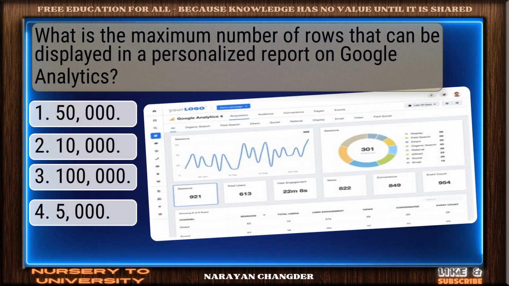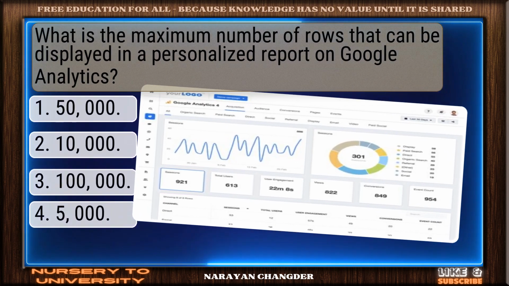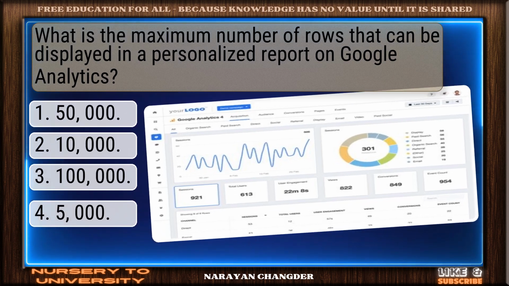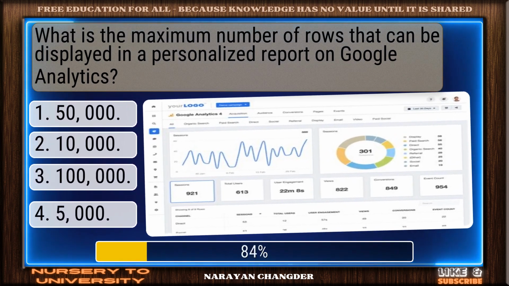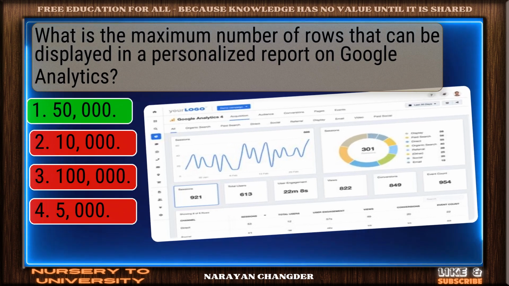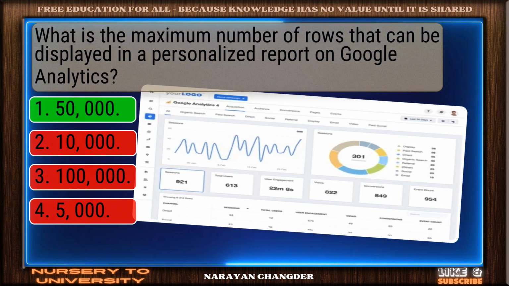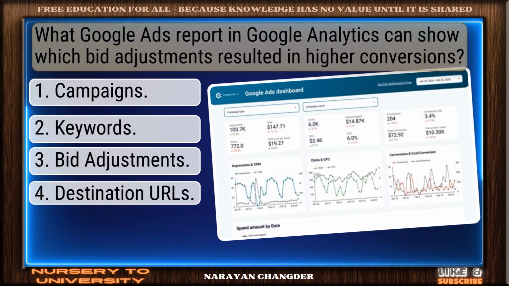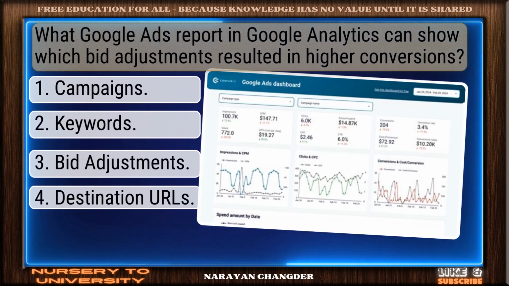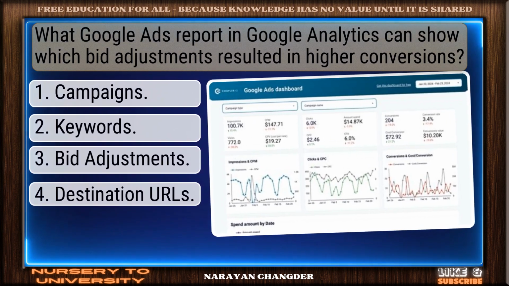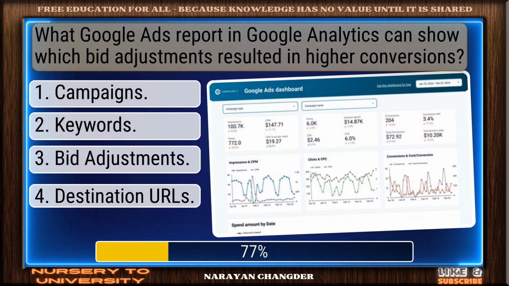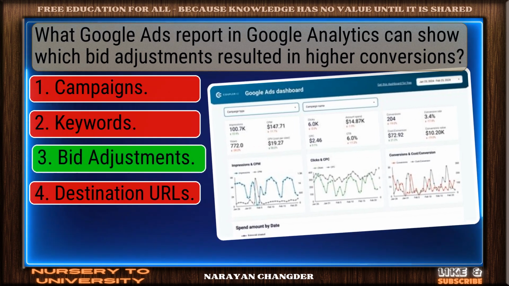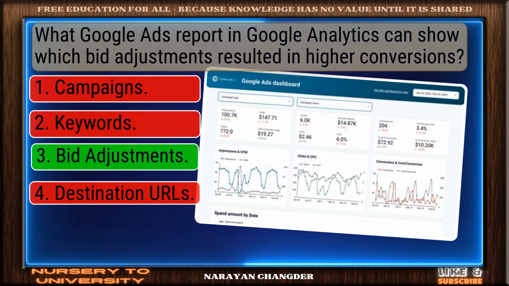What is the maximum number of rows that can be displayed in a personalized report on Google Analytics? Well picked. 50,000 is the correct answer. What Google Ads report in Google Analytics can show which bid adjustments resulted in higher conversions? Solid response. Bid adjustments is a valid choice.